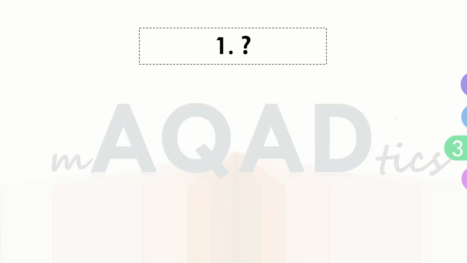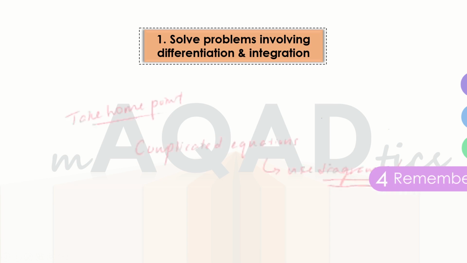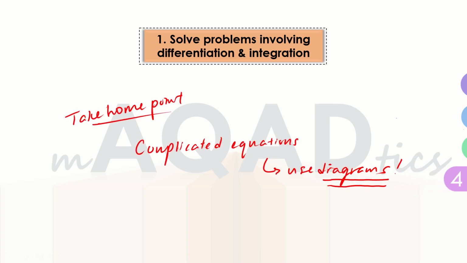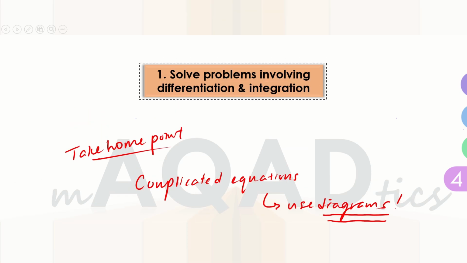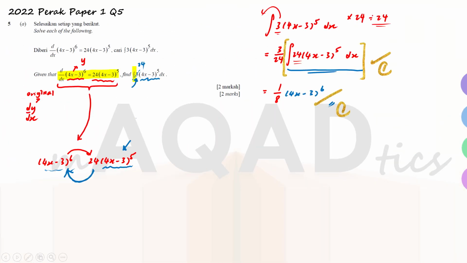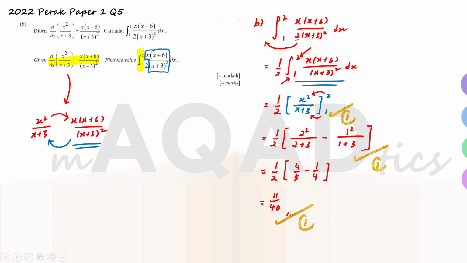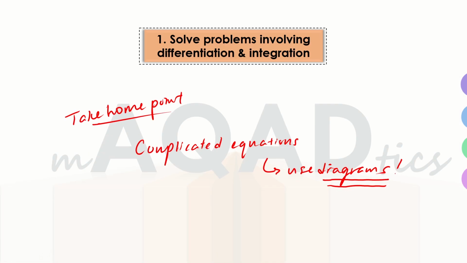The aim of this video is to learn how to solve problems involving both integration and differentiation. And this is the take-home point. For complicated equations, we can use diagrams to understand the situation. For example, from this complicated equation, we can draw a diagram to show that the thing on the left side, when we differentiate, will become the right side. And here what I'm showing you now is how the marks are allocated for this question. I hope you all have learned something from this video.